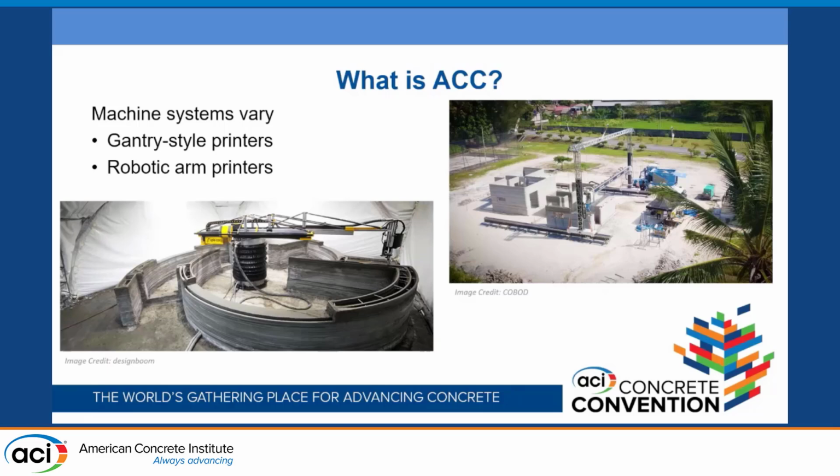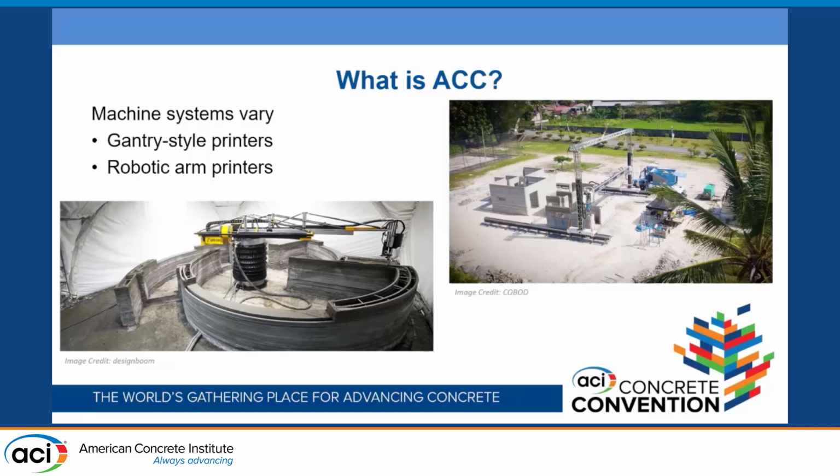One other area of variation is the machine itself. So gantry style printers are probably the most common. That's this image on the right. That's what we call a gantry style printer, where the printer actually sits on rails, moves back and forth with towers, and then the nozzle is in the middle somewhere going back and forth to print the layers. But robotic arm printers are also becoming more popular, and so this one just goes in a 360 circle. Others have a gyro arm that can go in multiple directions.